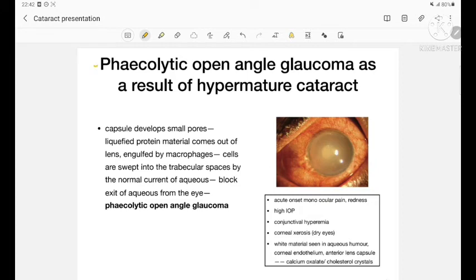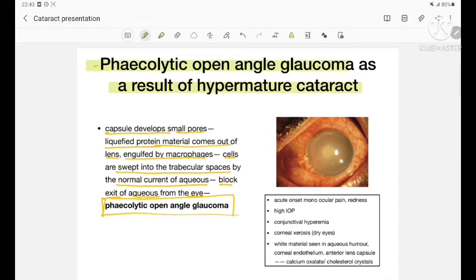There can be phacolytic open angle glaucoma as a result of hypermature cataract. Let us see how. The capsule develops small pores due to which the liquefied protein material comes out of the lens, and this is engulfed by macrophages. The cells are swept into the trabecular spaces by the normal current of the aqueous, and these cells block the exit of aqueous humor from the eye. So, these in turn lead to phacolytic open angle glaucoma. This is also secondary glaucoma.